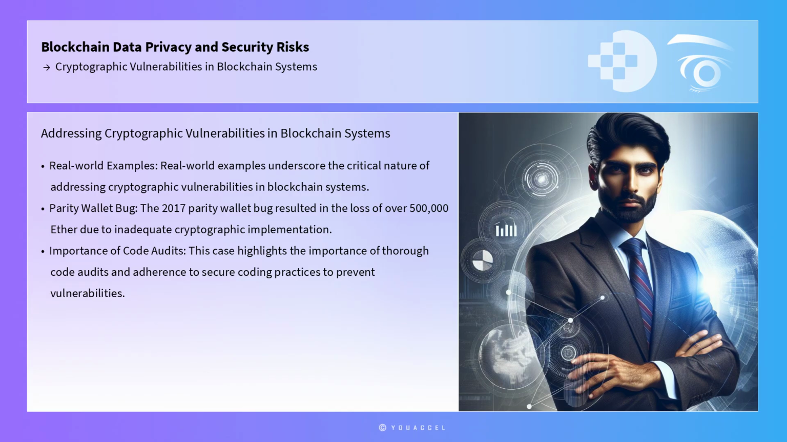Real-world examples underscore the critical nature of addressing cryptographic vulnerabilities in blockchain systems. The 2017 Parity Wallet bug, which resulted in the loss of over 500,000 Ether, exemplifies the consequences of inadequate cryptographic implementation. The bug stemmed from a flaw in the smart contract code, which allowed an attacker to exploit a vulnerability in the multi-signature wallet's initialization process, leading to a massive loss of funds. This case highlights the importance of thorough code audits and adherence to secure coding practices to prevent such vulnerabilities.